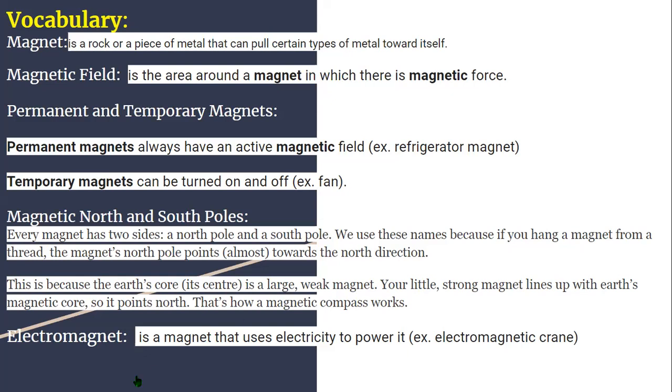So let's see. An electromagnet is a magnet that uses electricity to power it. An example of that is an electromagnet crane, and I'm going to show you a picture of what that looks like.